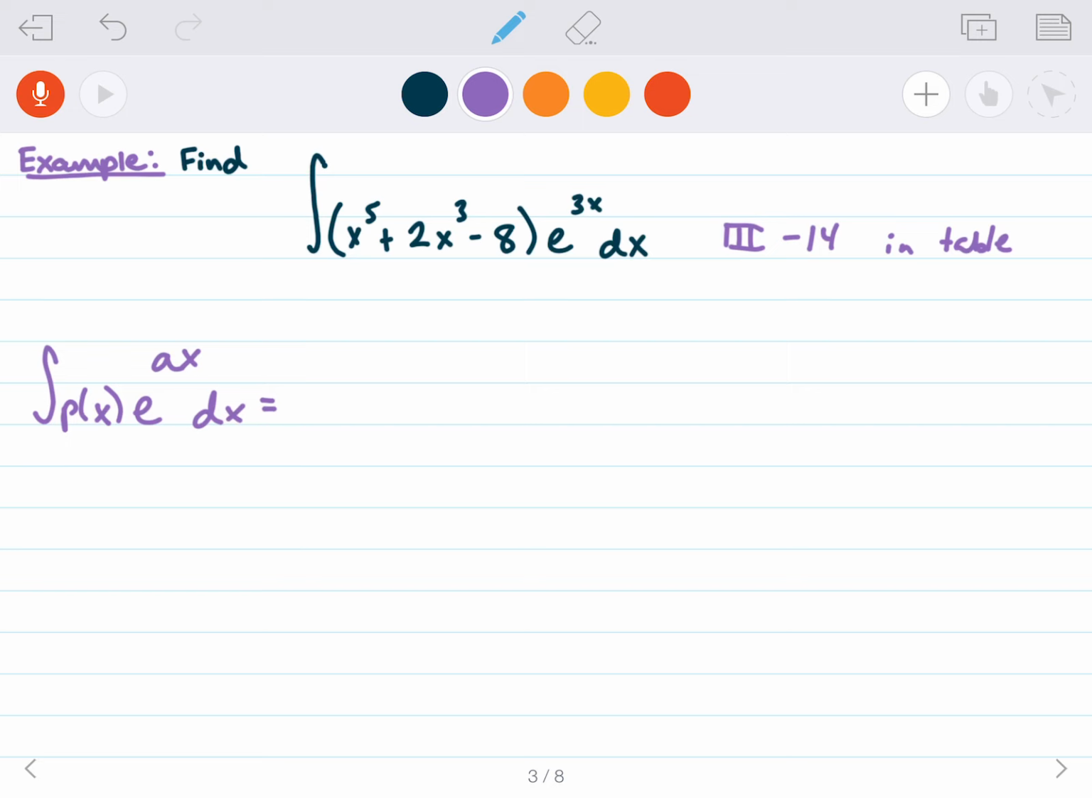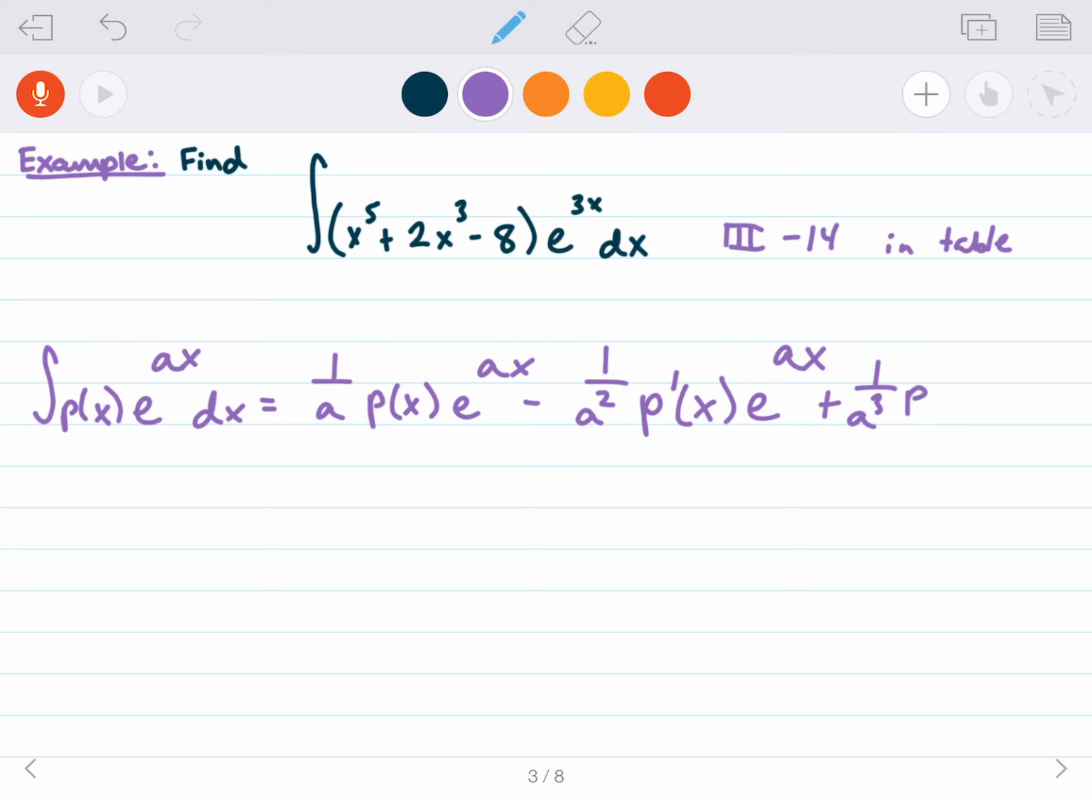okay, and then we have this rule. Looking at the second line, we have 1 over a times p of x e to the ax, minus 1 over a squared times p prime of x e to the ax, plus 1 over a cubed times p double prime of x e to the ax, minus dot dot dot, and in parentheses, the signs alternate.